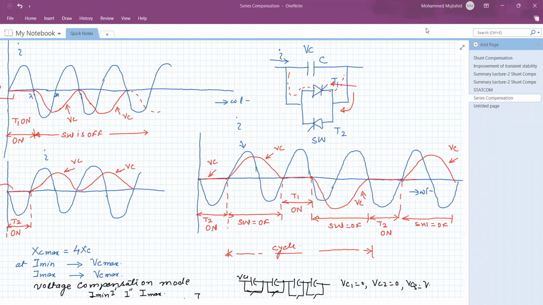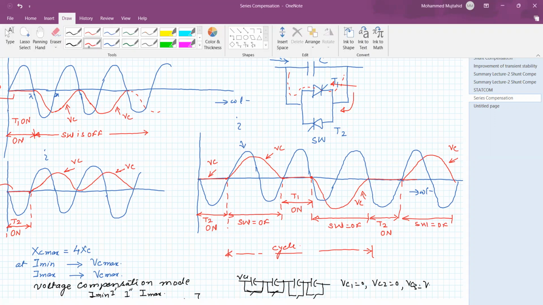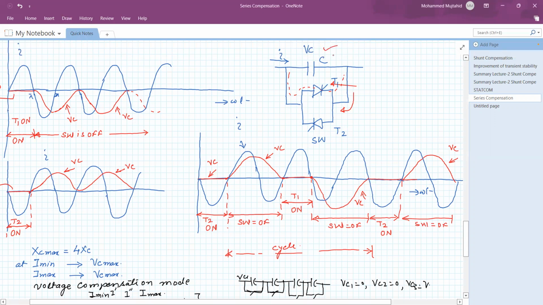Now, in the previous lecture, we were discussing the thyristor switch series capacitor. This is the basic diagram of the thyristor switch capacitor, and we have already discussed its operation and waveform. From this waveform, that is the voltage across the capacitor, our objective is to control the voltage across the capacitor. So now the voltage across the capacitor is this one.